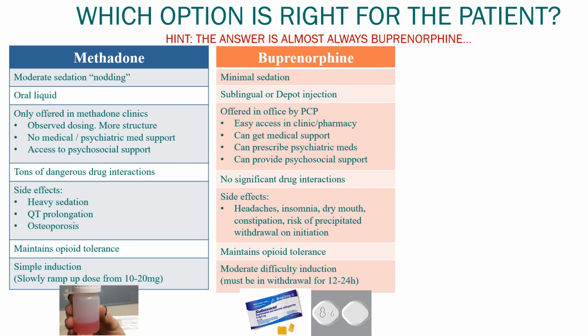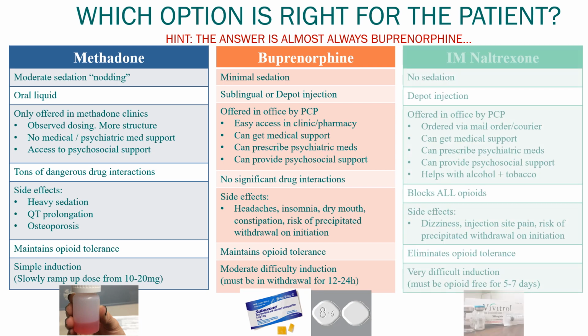Buprenorphine also maintains opioid tolerance like methadone. So if you stop using methadone or buprenorphine, and resume using whatever opioid you were addicted to, you're less likely to overdose because it kept your tolerance up during that period where you were on these drugs. Buprenorphine has some tricks to induction, which we're going to get into, but basically, because it's a partial agonist at the receptor, it can lead to precipitated withdrawal if you don't initiate the drug properly.